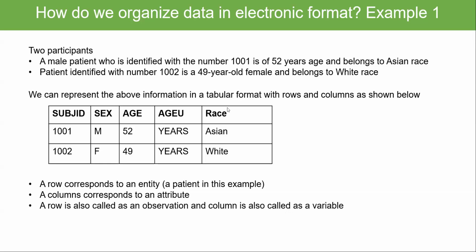So whatever data that we collect as part of the clinical trial, we organize that data into a tabular format with rows representing observations and columns representing attributes or variables. Okay, so this is how the data that is collected in a clinical trial will be coming to us, in the form of tabular format.